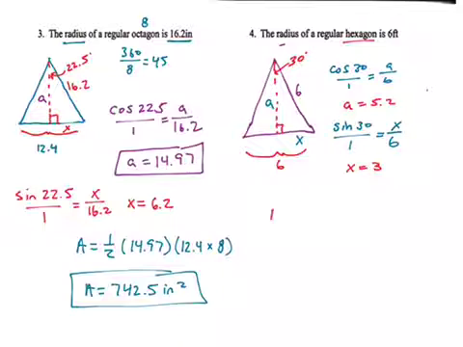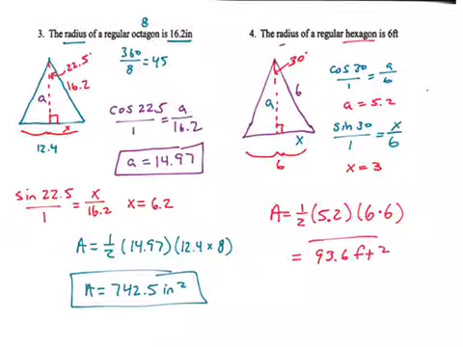So now we set up our area formula. Area equals 1/2 the apothem times the perimeter. Well, this would be 6 times 6, because it's a 6-sided shape with side length of 6. And our area in this case is going to be 93.6 feet squared.